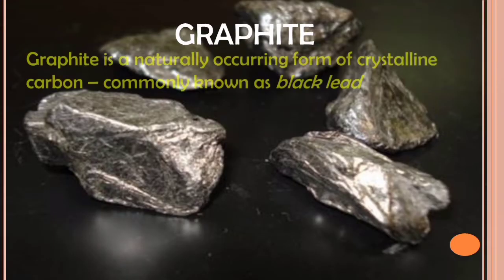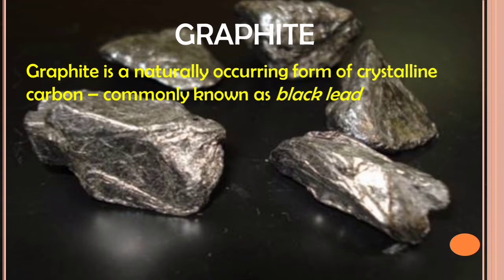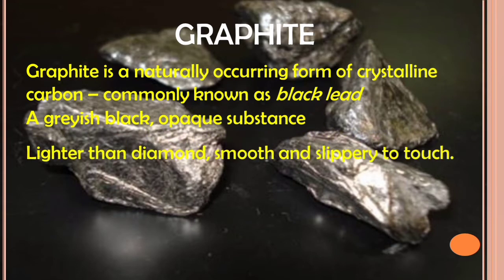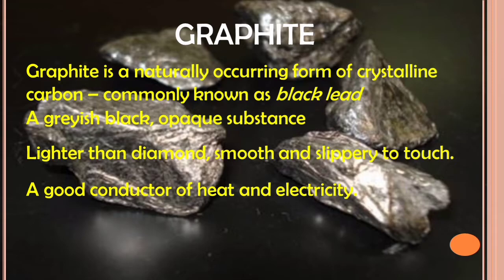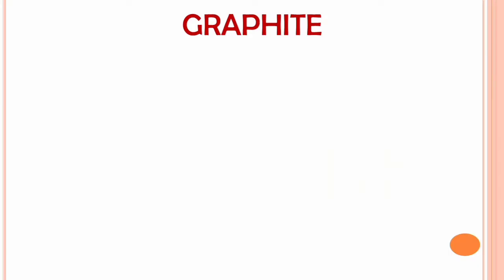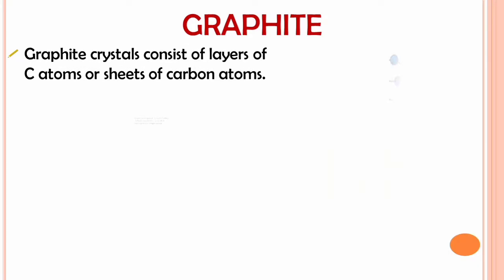Graphite. Graphite is a naturally occurring form of crystalline carbon commonly known as black lead. It is a grayish, black, opaque substance. It is lighter than diamond and it is smooth and slippery to touch. Graphite is a good conductor of heat and electricity. Now let's see how the carbon atoms are arranged in graphite.